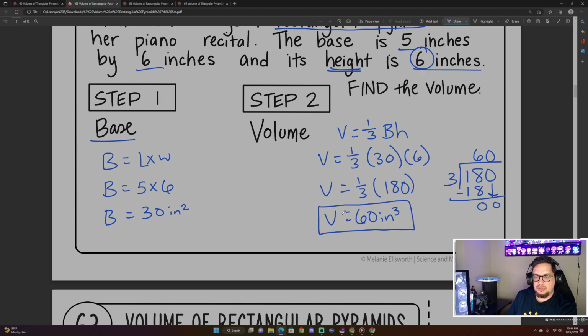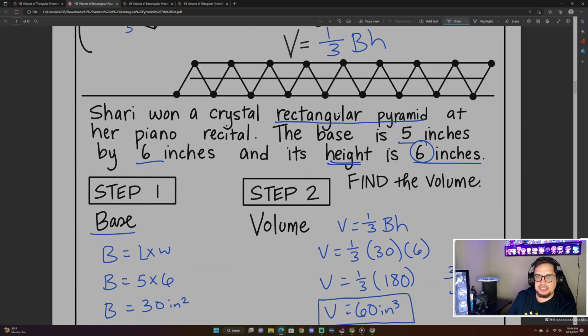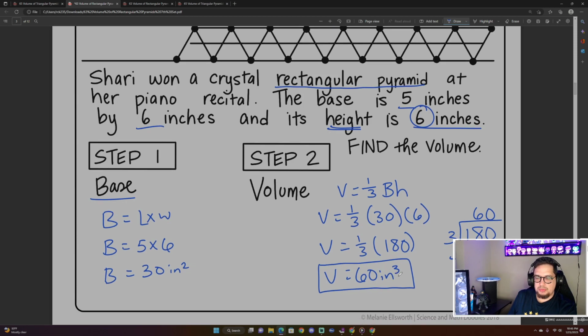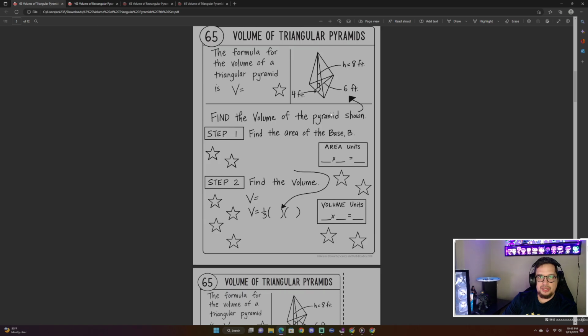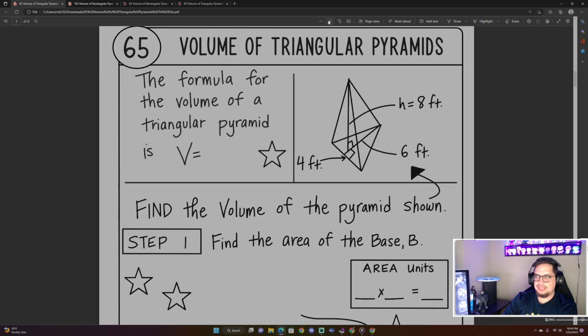Okay. So the volume of this particular triangular pyramid, no, it is rectangular, I'm sorry. The rectangular pyramid is 60 inches cubed. So that is how you solve for a rectangular pyramid. You're gonna be in for a big surprise, because when we go over to the next handout on triangular pyramids, which you can do now, you're going to see that we're going to be using the exact same formula.